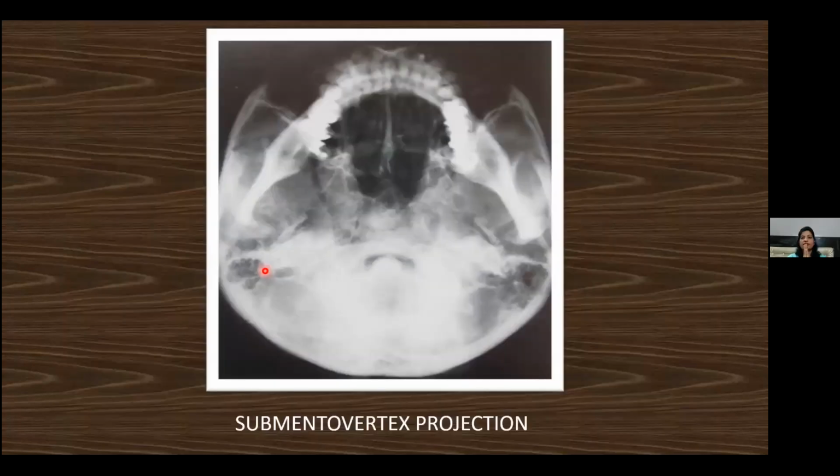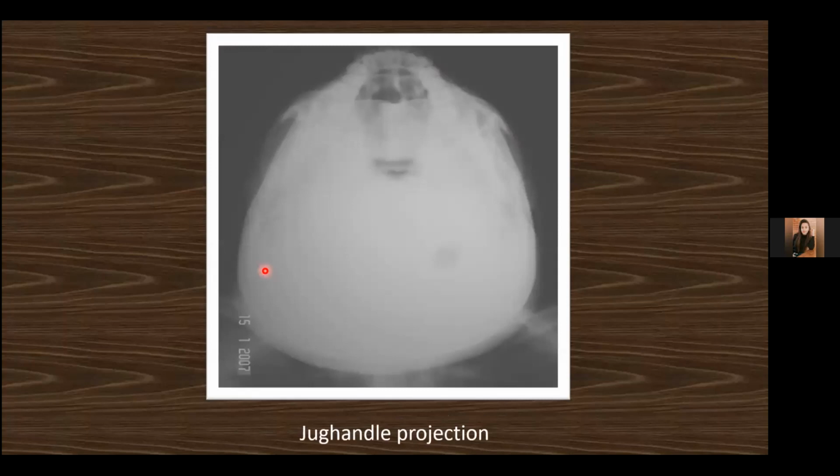Yes. So identify the view. Can you identify this now? Submental vertex. What is this? Jug handle view. Modified submental vertex with 1/3 exposure.